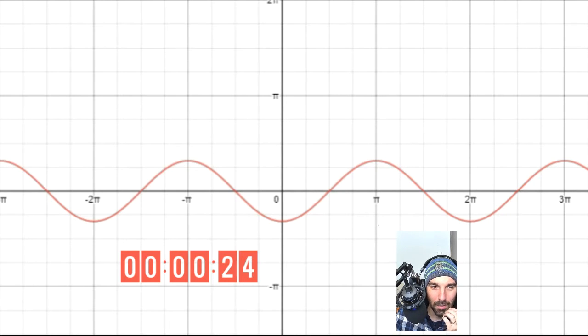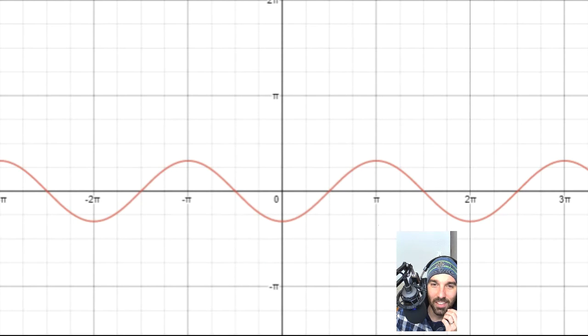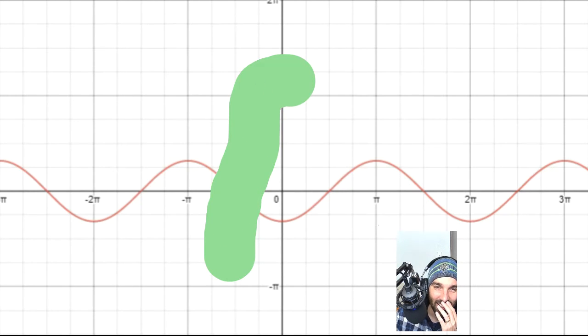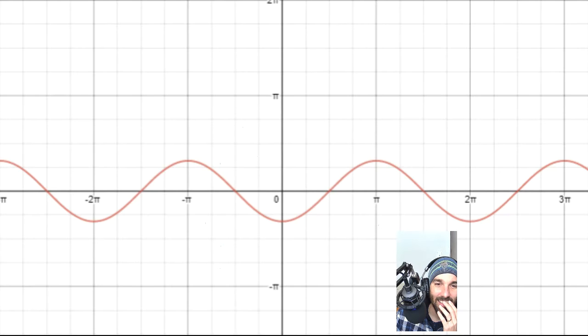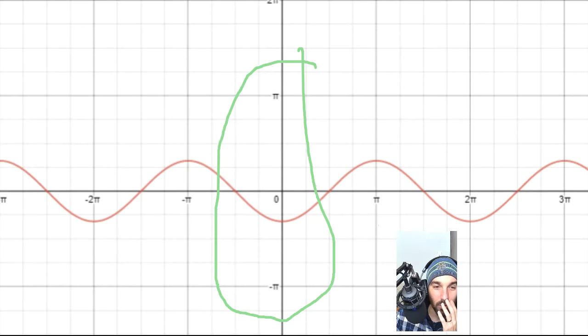Oh, wait, stop. I kind of made this impossible. Wait. I got to stop this. Do you guys see where I made the mistake? I put the y-axis in radians. So, that makes it difficult.